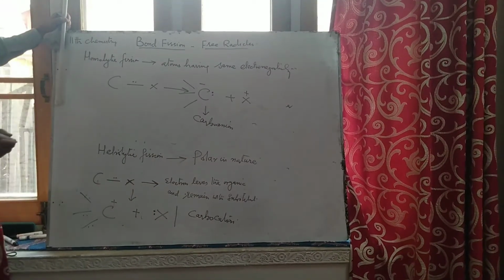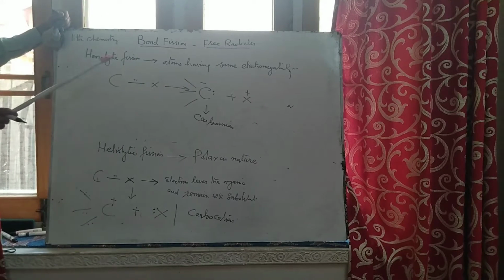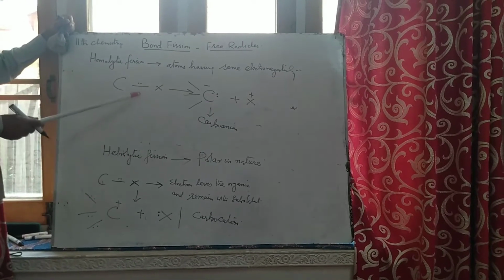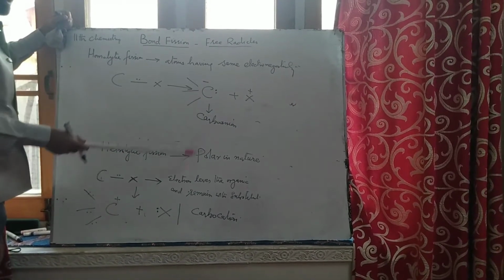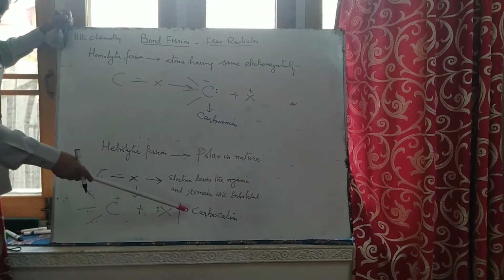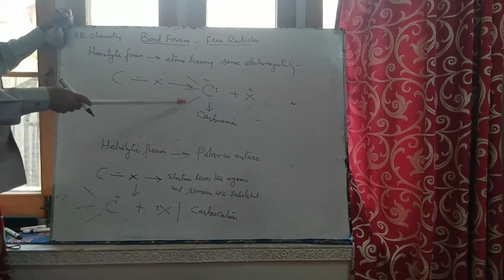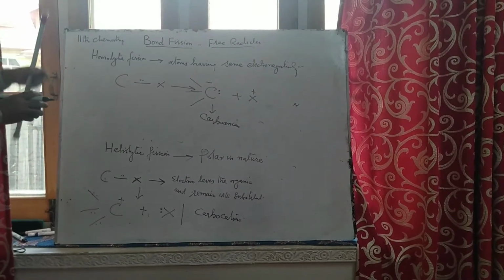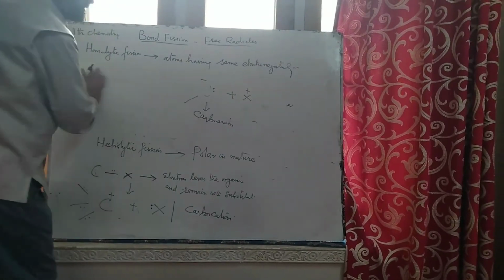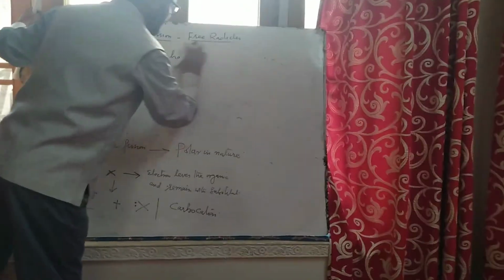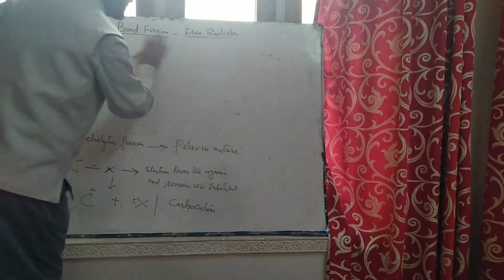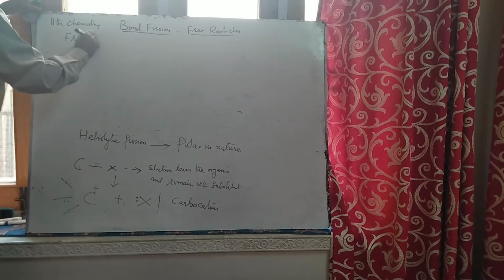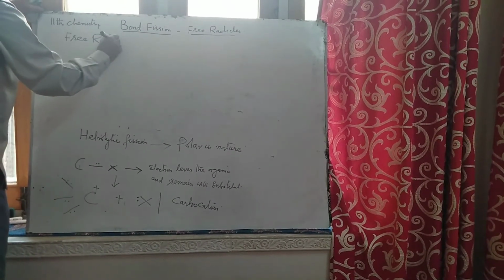So we came to the conclusion that homolytic fission results in the formation of free radicals, and heterolytic fission results in the formation of carbocation and carbanion. In carbocation there are 6 electrons and positive charge, and in carbanion there is negative charge and 8 electrons. So now we will come to homolytic fission again. We have seen that in case of homolytic fission, free radicals are formed. So first of all, we will define what a free radical is.